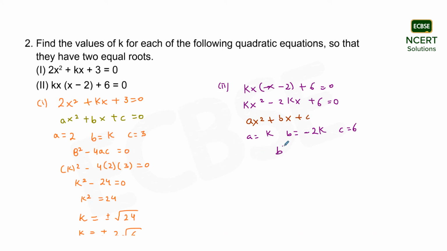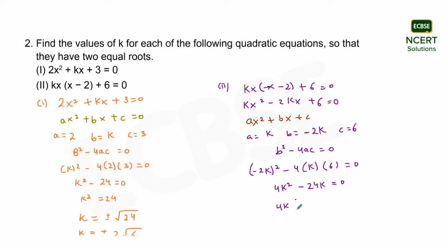Now the next step will be to find the value of the discriminant, which will definitely be equal to 0 as the quadratic equation has equal roots. Substituting the values of b, a and c in this discriminant formula, I will be getting minus 2k whole square minus 4 into k into 6 which will be equal to 0, or I can write it as 4k square minus 24k equals 0.